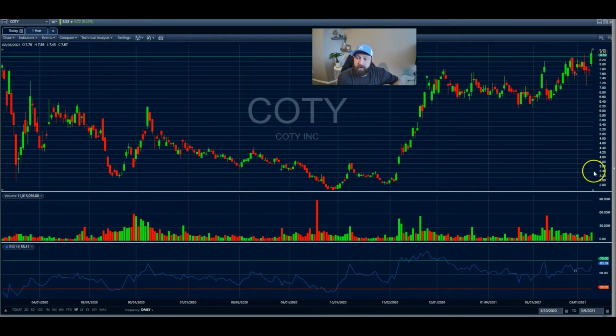Now, whenever I'm looking for a breakout play, there's a couple things I check on the RSI. One, I want to make sure it's not over, I prefer not over 80.